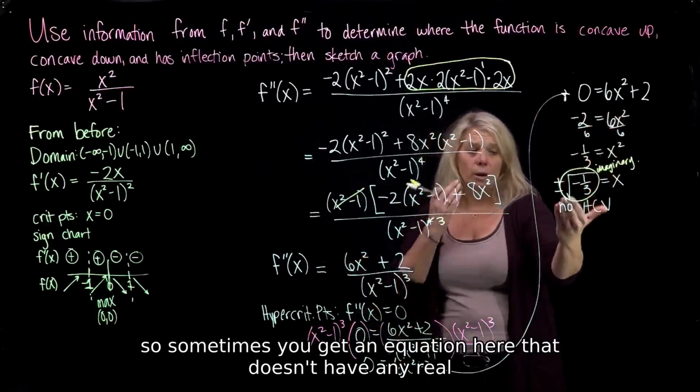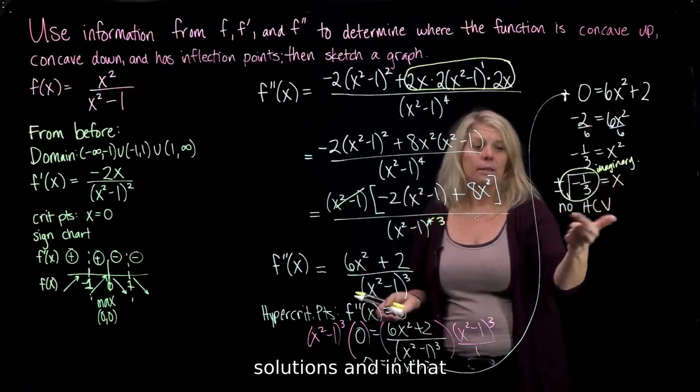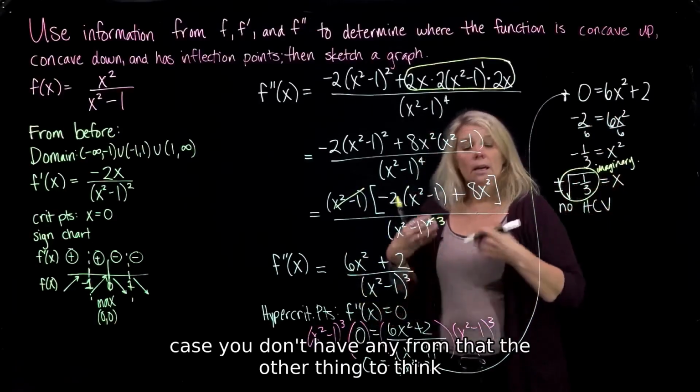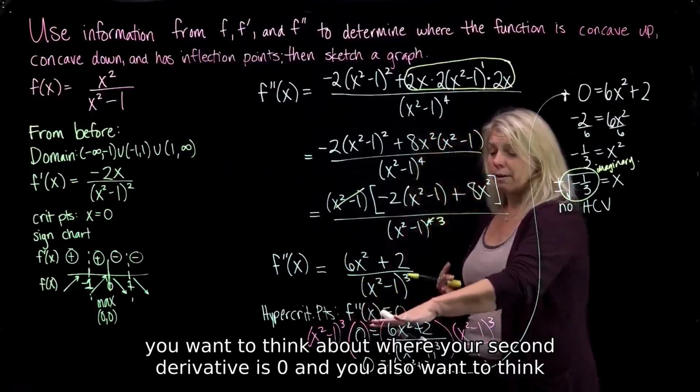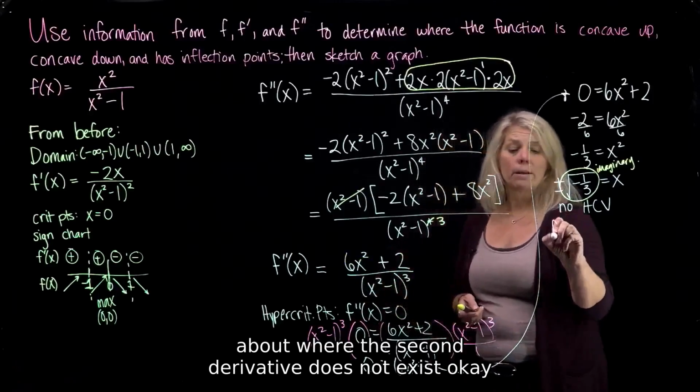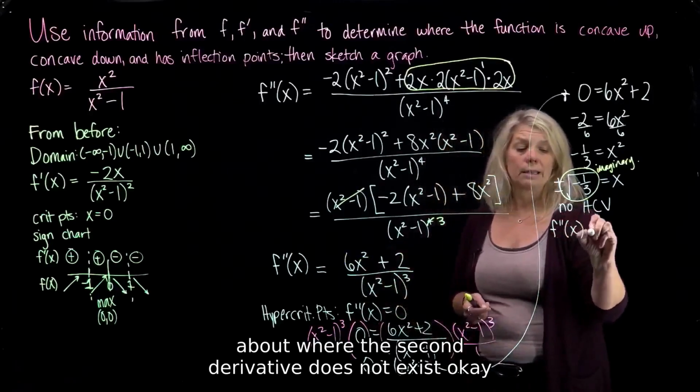So sometimes you get an equation here that doesn't have any real solutions, and in that case you don't have any from that. The other thing to think about for hypercritical points, you want to think about where your second derivative is 0, and you also want to think about where the second derivative does not exist.